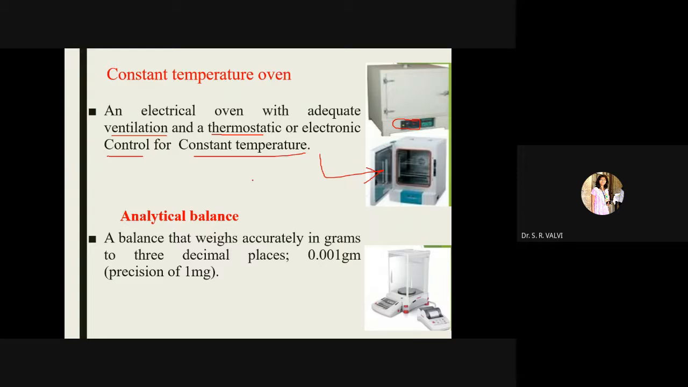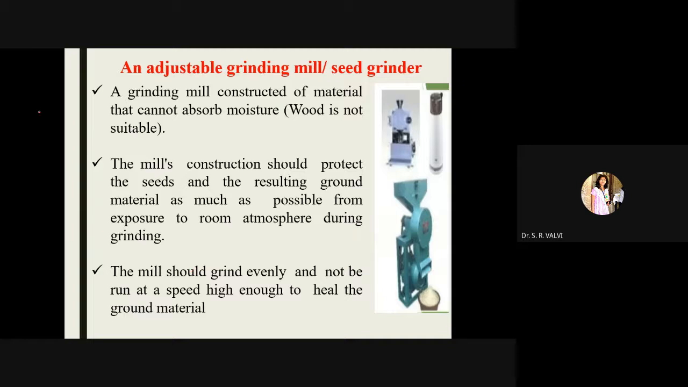The next is the analytical balance. So an analytical balance must have decimal places, that is up to 3 decimal points should be present on this analytical balance. So it can measure at least 1 milligram of the sample. Then next, see, adjustable grinding mill, or we can say it is a seed grinder.